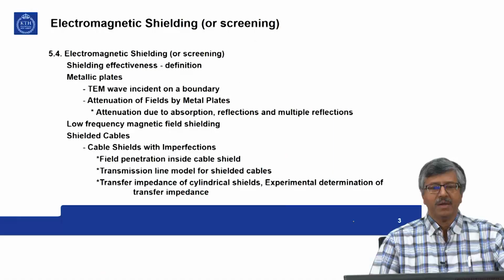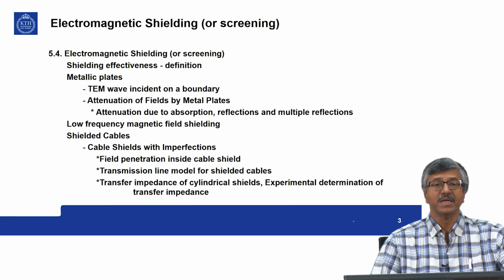Solution to EMC problems: electromagnetic shielding or screening. So, this is module 5.3. Electromagnetic shielding will be done in two parts, module 5.3 and 5.4. So, these are the contents of this particular section of the chapter.